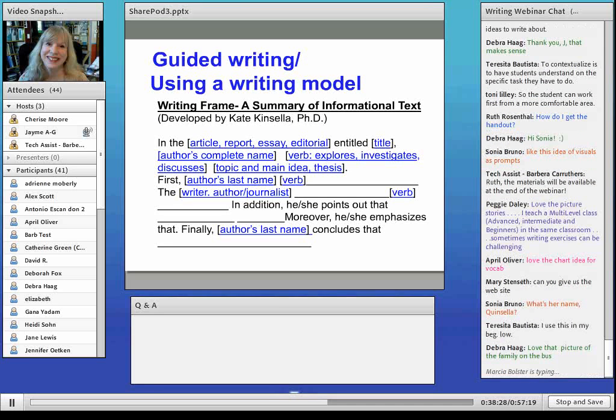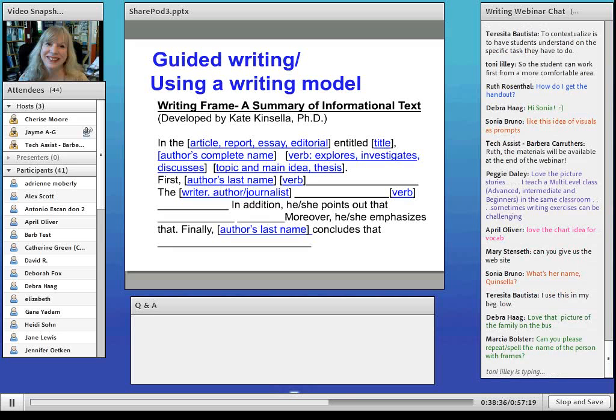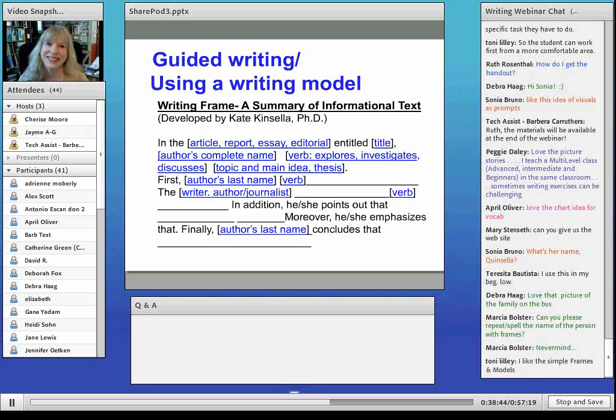This is an example of guided writing using a writing model. It's quite complex. I would not recommend this for a beginning level, even a low intermediate, but this is definitely something that higher level learners can make use of. And again, as you can see, it's going towards Common Core with the very academic approach.